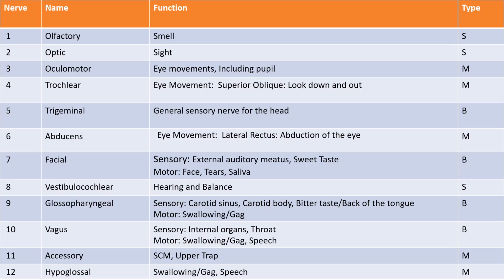Okay, how did you do? So here are cranial nerves 1 through 12. And then the names: olfactory, optic, oculomotor, trochlear, trigeminal, abducens, facial, vestibulocochlear, glossopharyngeal, vagus, accessory, and hypoglossal. And then you can see the different functions there as well. And then the type: some say marry money, but my brother says big brains matter more. Sensory, motor, or both sensory and motor.